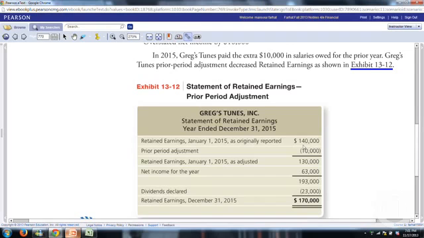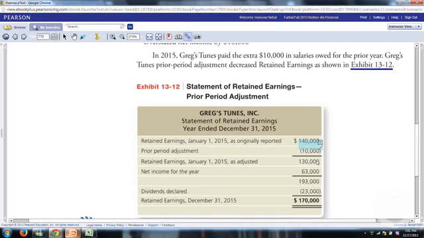So your retained earning, this 140, is not the correct retained earning. So this number is not correct. The 140 is not correct. So what do we do? We reduce it by 10,000, and this is retained earning January 1st as adjusted, or the correct amount. So the correct retained earning is 130,000. So now we did fix the error from the prior year.